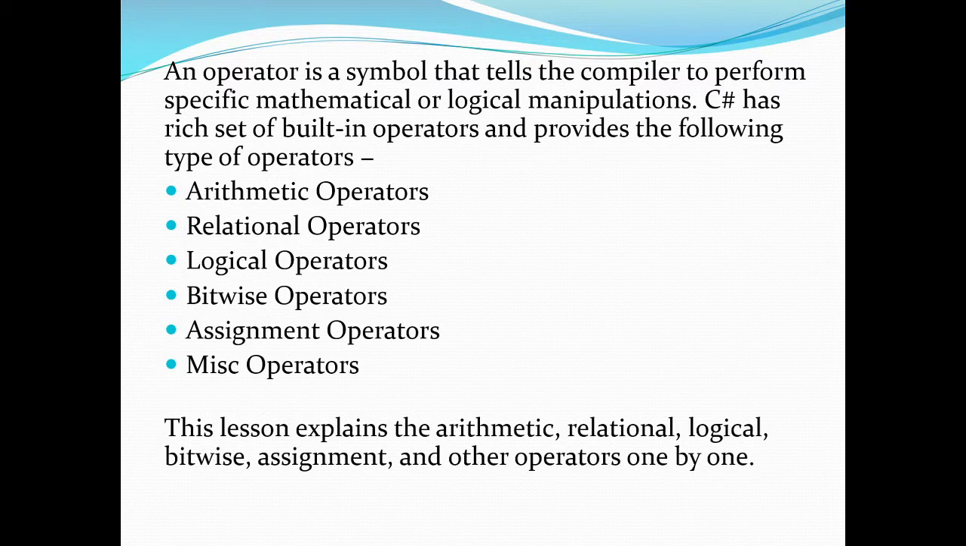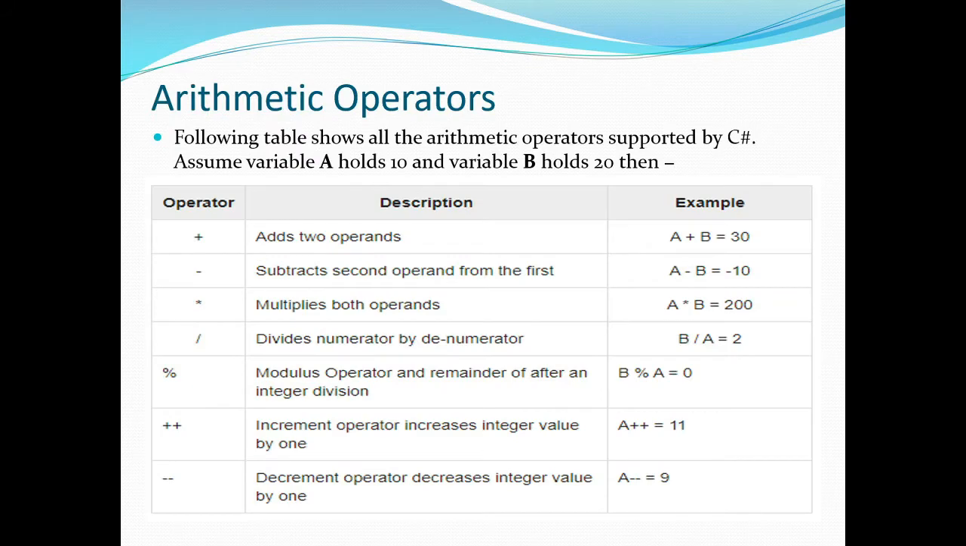C# has a rich set of built-in operators and provides the following types of operators. Number one, we have the arithmetic operators, then the relational operators, logical operators, bitwise, assignment operators, and miscellaneous operators. We will cover the operators that we can use once we code. If you remember in our Python lessons, we also used operators, especially the arithmetic operators when I had you make a simple calculator. So let's start with the arithmetic operators.